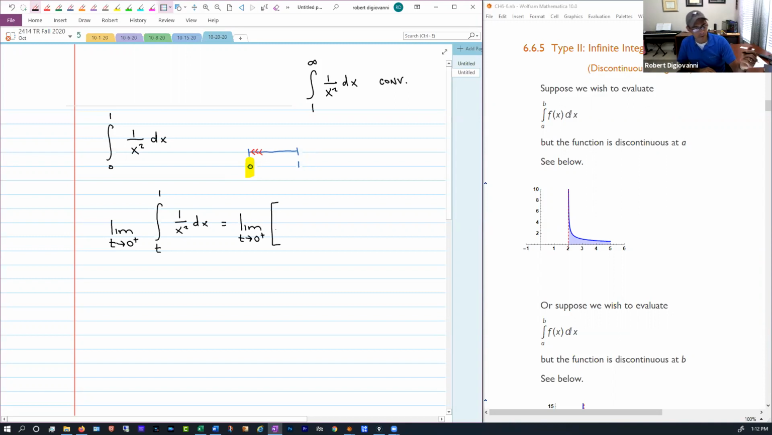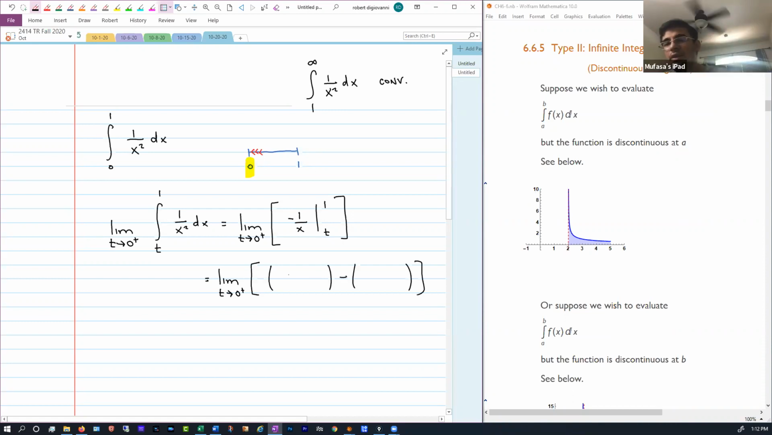Okay, antiderivative. So we've done this antiderivative many times. I'm just going to get straight to what it is. The antiderivative of 1 over x squared is the same as the antiderivative of x to the negative 2. And then you use your power rule. And then I just rewrote it as negative 1 over x. Now limit t goes to 0 from the right. Okay, we're going to plug in two things here.